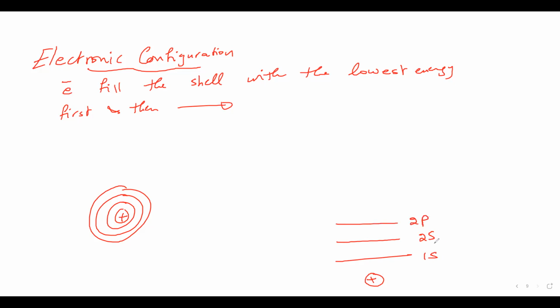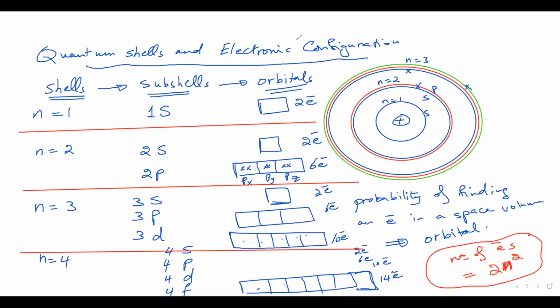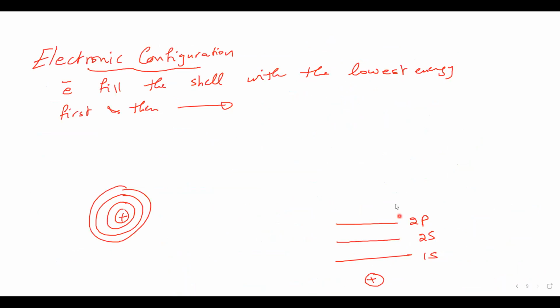Why don't we have a 1p? Because as we said, the first shell is not divided. It's only one subshell, which is 1s. The second is divided to 2, the third is divided to 3, the fourth is divided to 4. So if we want the order of the subshells, the first subshell is the 1s, the second is the 2s, the 2p.